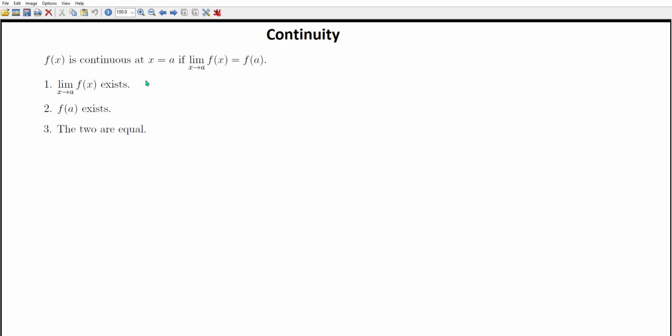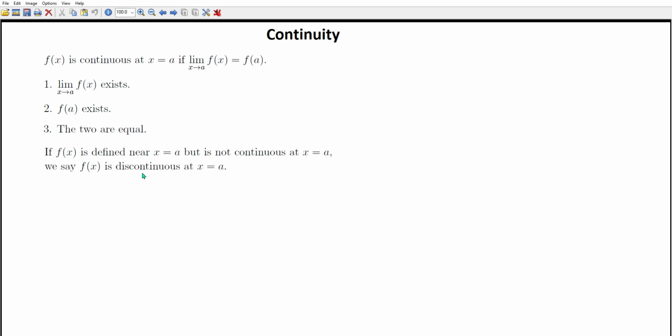There are three things that have to occur for a function to be continuous at x equals a. The first is that the limit as x goes to a of f of x has to exist. The second is the function value has to exist there. And the third is that those two have to be equal. So this statement says this exists, and they're equal.